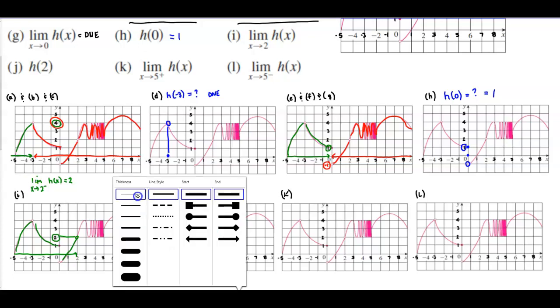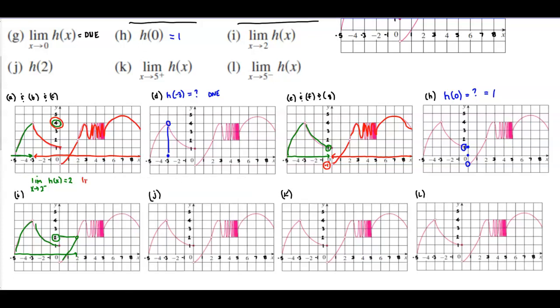Okay, now we need to find the limit as x is approaching 2 from the right. So as it is approaching 2 from the right, we can see that the function is going through this direction, and then it ends up at 2. So we know that answer is 2. Therefore, if it's approaching 2 from the left at 2, and approaching 2 from the right at 2, then we can say that the limit of the function as x approaches 2 is equal to 2.